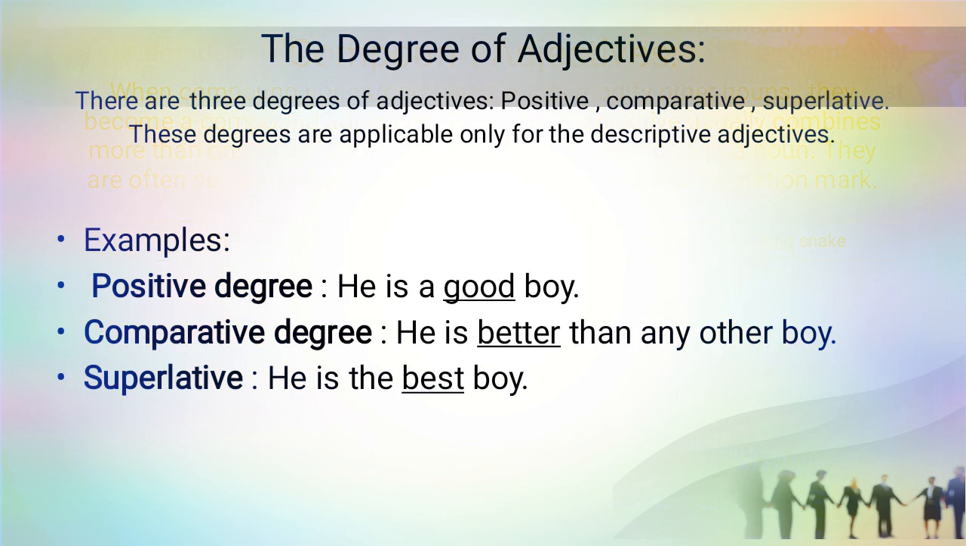The degrees of adjectives. There are three degrees of adjectives: positive, comparative, superlative. These degrees are applicable only to descriptive adjectives. Examples are: positive degree, he is a good boy; comparative degree, he is better than any other boy; superlative degree, he is the best boy.